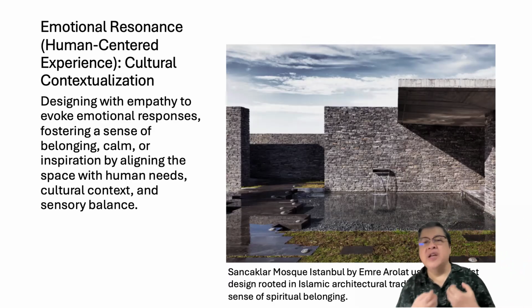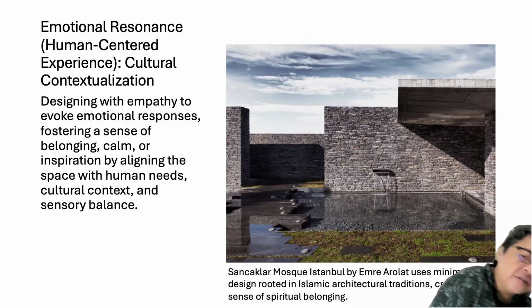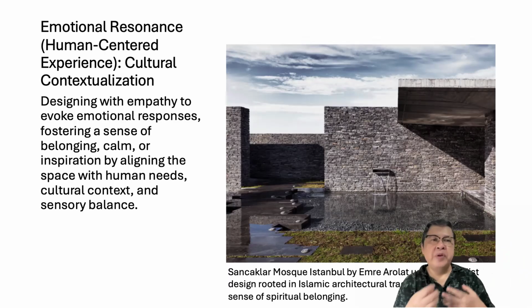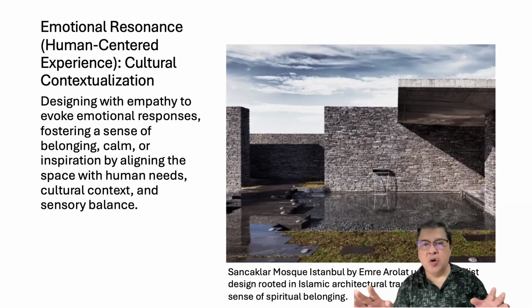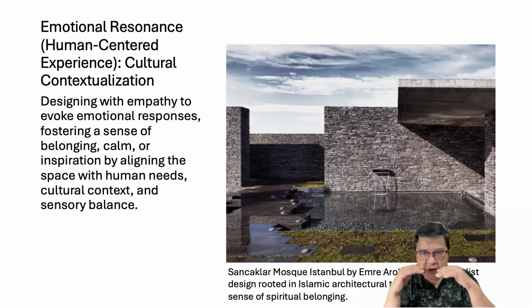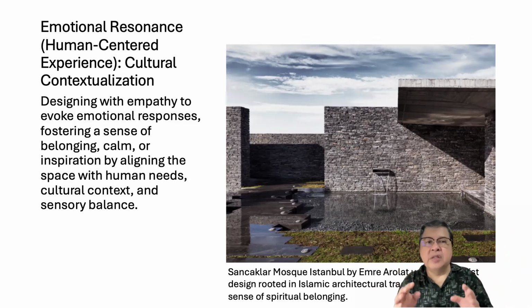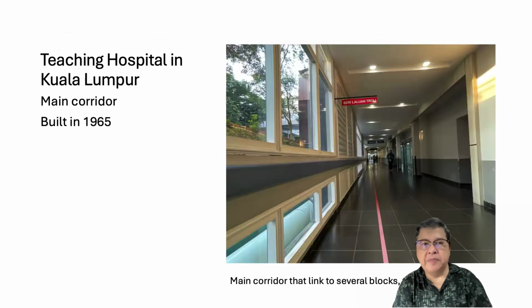In the cultural context aspect, we again have the Sakirin Mosque, Istanbul, by Emre Arolat, using minimalist design rooted in Islamic architecture traditions, creating a sense of spiritual belonging. Here we have the use of stone and horizontal and vertical elements in the landscape in which this mosque is set, as well as water elements. This makes for designing with empathy for the user to evoke emotional response, exactly what we said earlier with the church. And you could feel the contextuality in this.